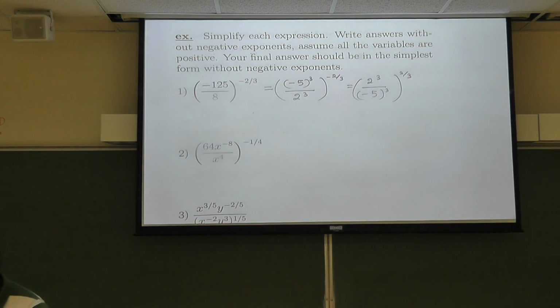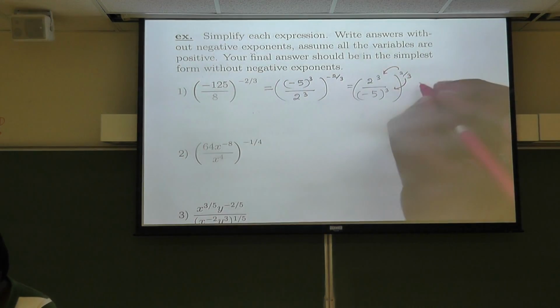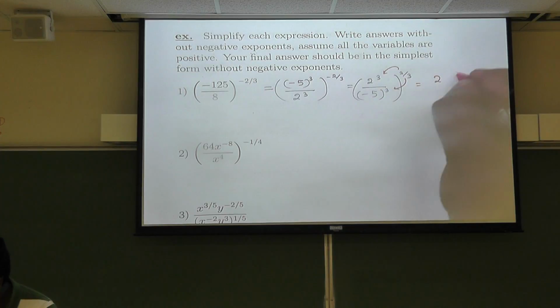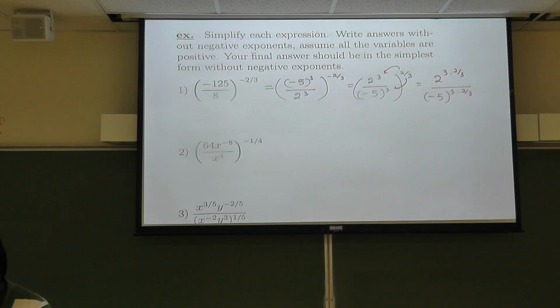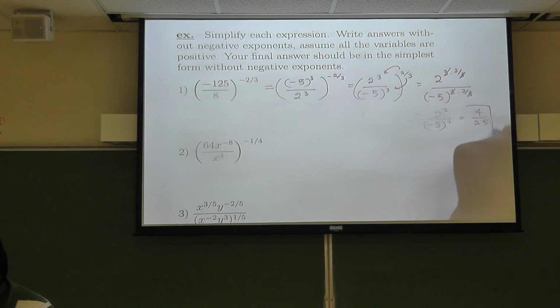Now you should be able to distribute this here and here. So you would end up getting 2 to the power 3 times 2 over 3. And again, negative 5 to the power 3 times 2 over 3. So you can see that is cancelled off. And you get 2 squared over negative 5 squared. That is 4 over 25. Negative 5 squared is plus 25.